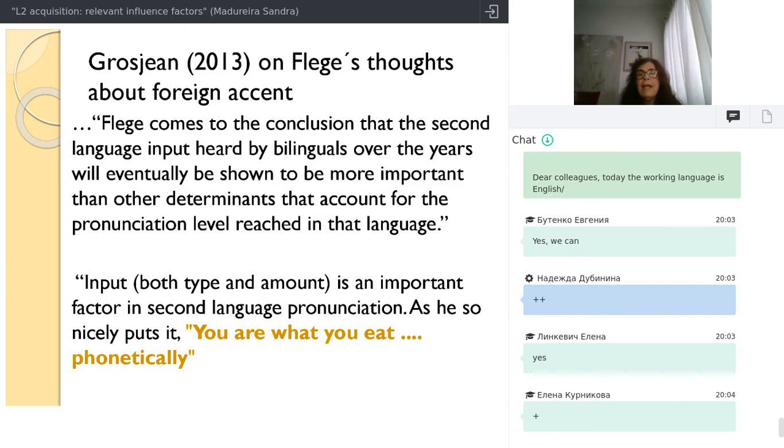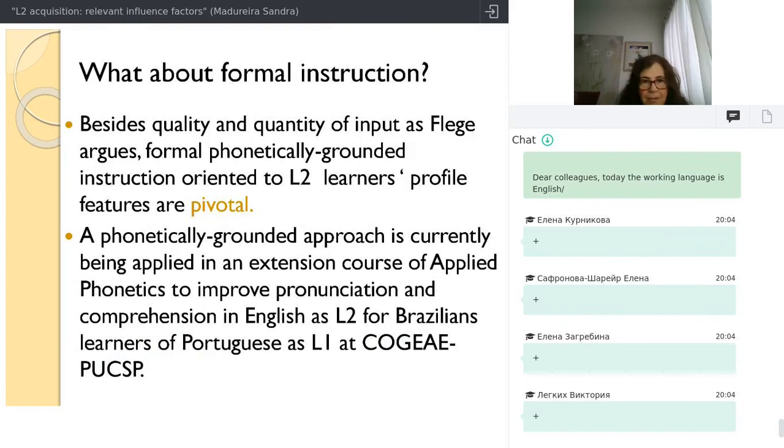I was telling you about motivation, about pronunciation, interference from L2, and then we think about what is bilingual speech. We have some thoughts about foreign language, and this has to do with the importance of phonetic perceptual awareness. So Flege means you are what you eat, phonetically. This is a phonetically based model to explain the process of bilingual speech.